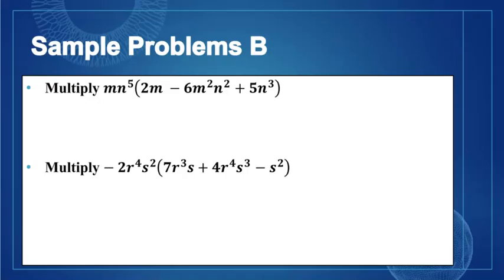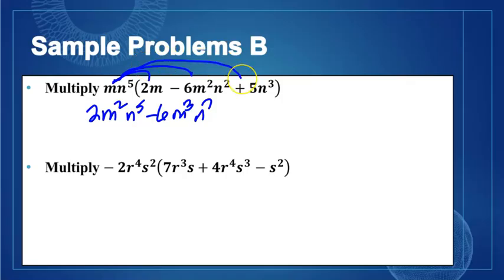Moving on to more examples, distribute the mn to the 5th. That'll give us 2m squared n to the 5th. To the second term, it would be a minus 6m to the 3rd n to the 7th. And then distribute to the third term, that would give us positive 5m n to the 8th.